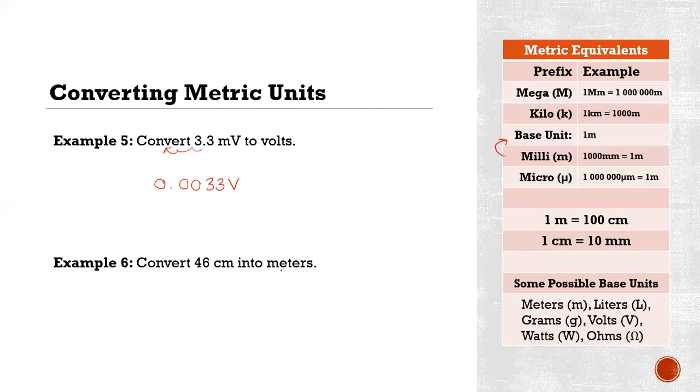Convert 46 centimeters into meters. So 46 centimeters. Well, there's 100 centimeters in a meter. So 46 divided by 100 is 0.46. Moving 2 zeros means we move our decimal 2 places. We're dividing, we move left. When we're multiplying, we move right. So 0.46.